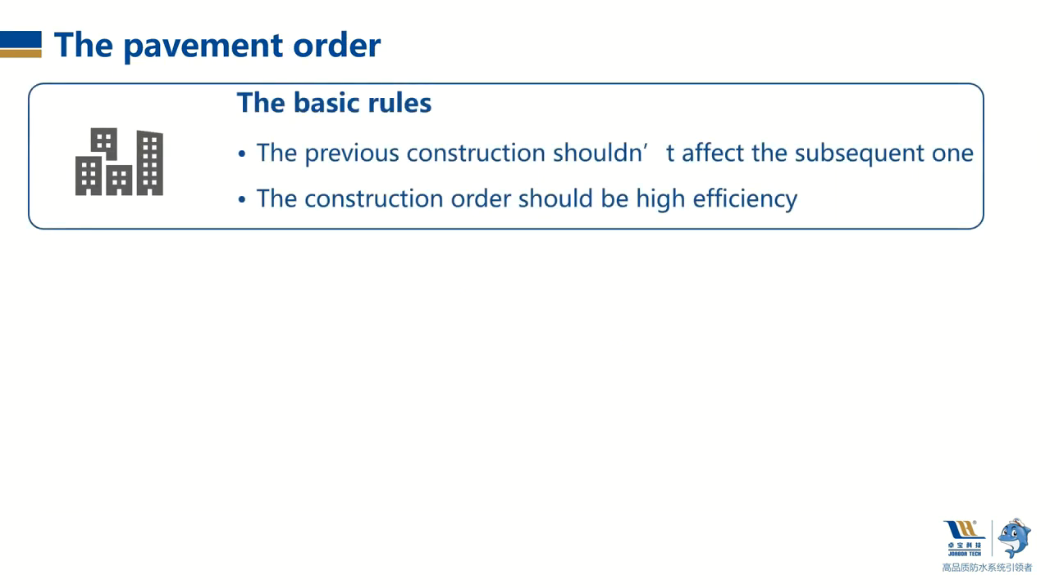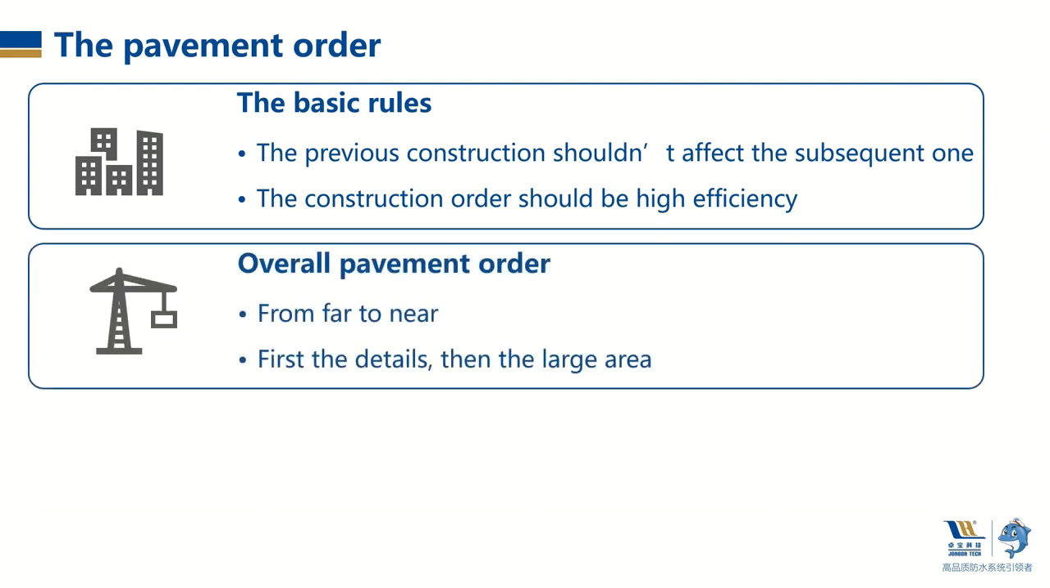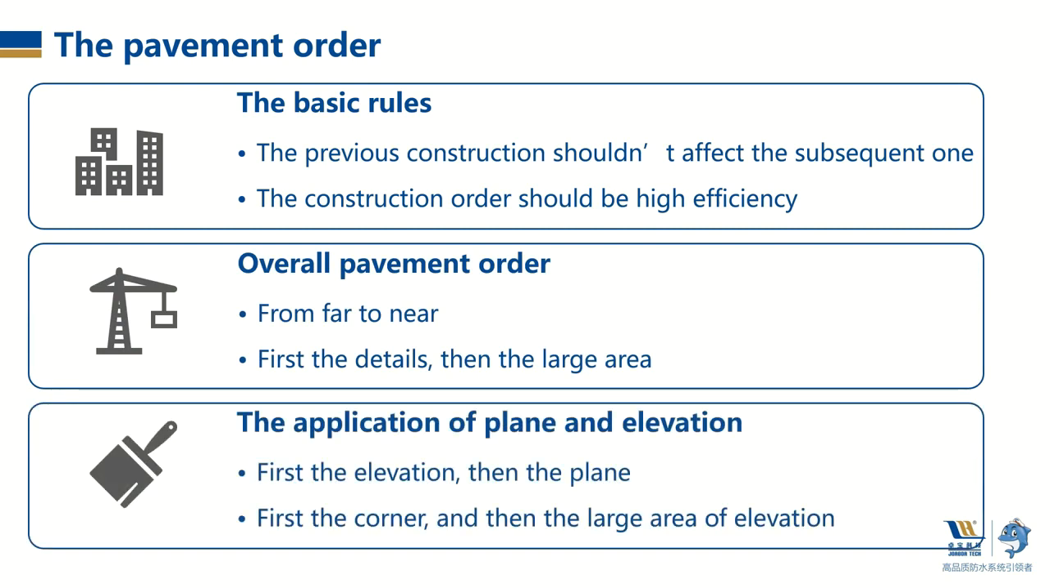About the pavement order, there are some rules that should be followed. The previous construction shouldn't affect the subsequent one, and the whole construction order should be highly efficient. It should be done from far to near, and first the details, then the large area. If the application involves both the plane and the elevation, the elevation should be done first, then the plane, and the color should be applied before the large area of elevation too.